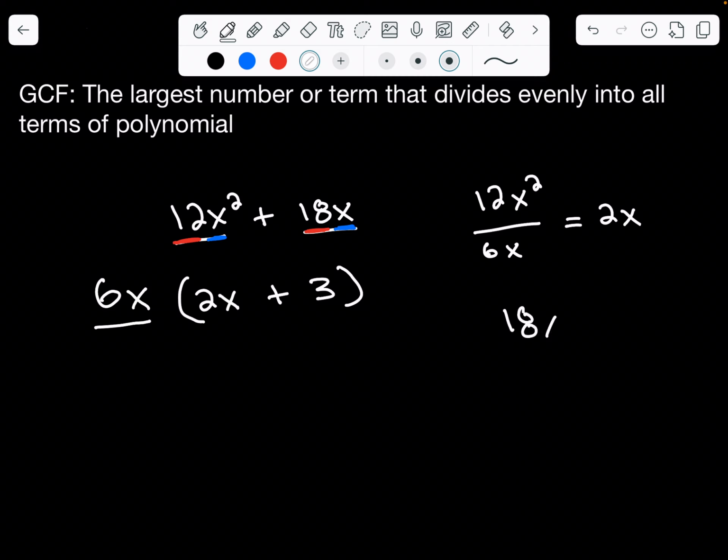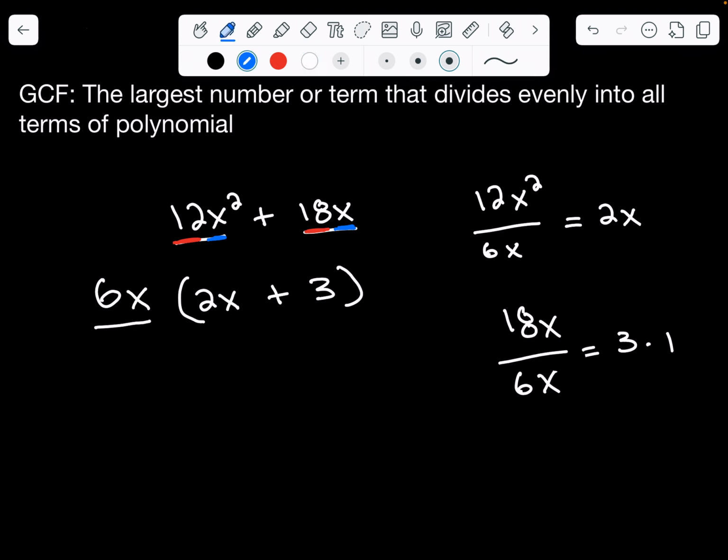To show the math on the second term, we have 18x divided by 6x. Well, 18 divided by 6 is 3. And we know anything divided by itself, so x divided by x, is just 1. So times 1, and we can rewrite this as a 3.